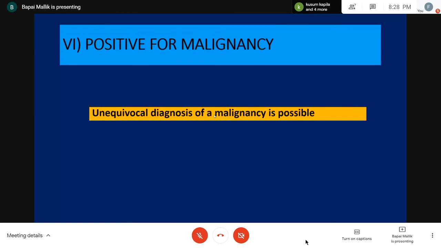Positive for malignancy, the last of this, means that there is an unequivocal diagnosis of malignancy. We're absolutely certain, and I'm not going to discuss this any further.